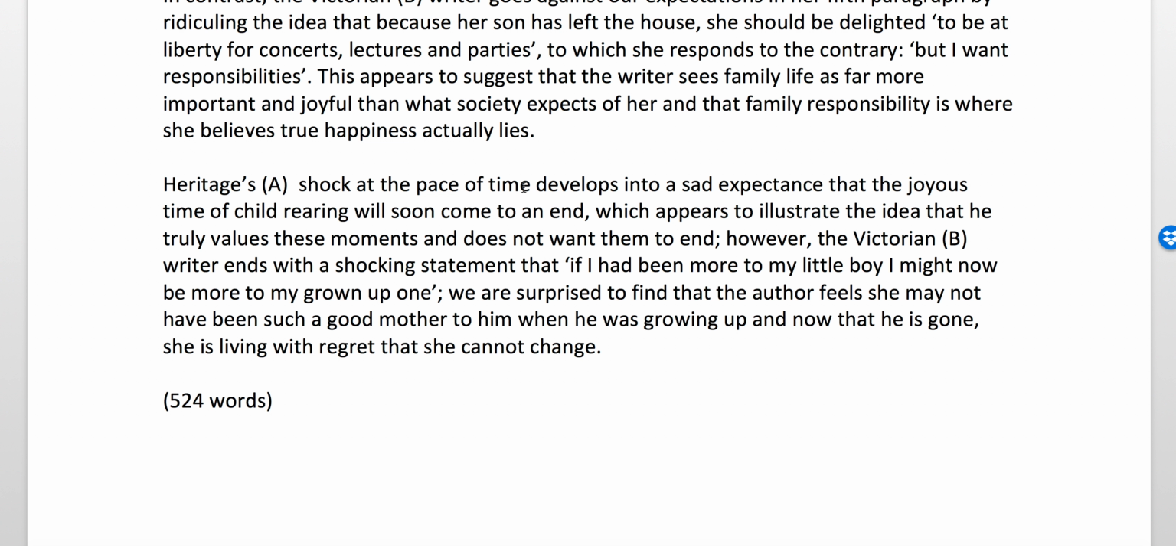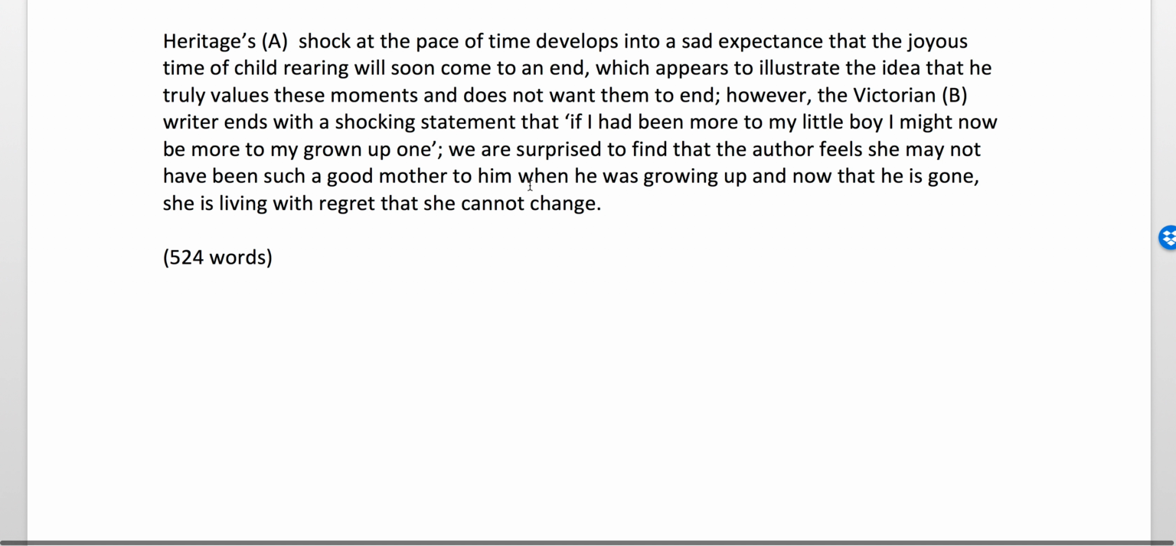This appears to suggest that the writer sees family life as far more important and joyful than what society expects of her, and that family responsibility is where she believes true happiness actually lies. Heritage's shock at the pace of time develops into sad acceptance.